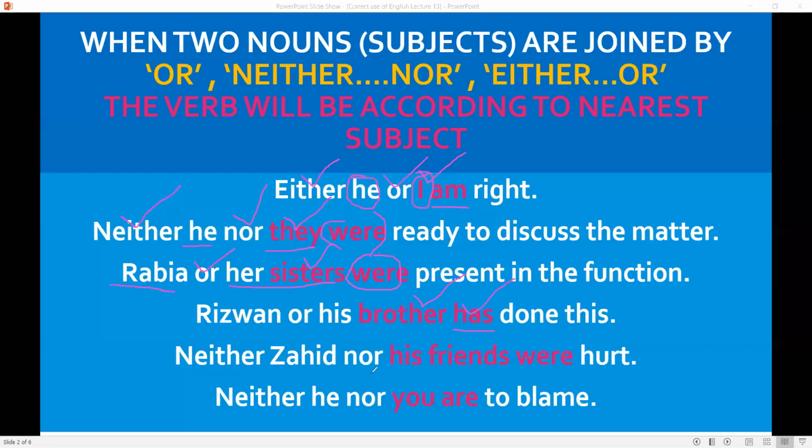Neither Zahid nor his friends were heard. Friends is plural. This is the nearest one, so a plural verb has been taken. Neither he nor you are to blame. You is the nearest, so the verb is according to the nearest subject or noun. When two subjects or nouns are joined by or, neither nor, either or, the verb will be according to the nearest subject.